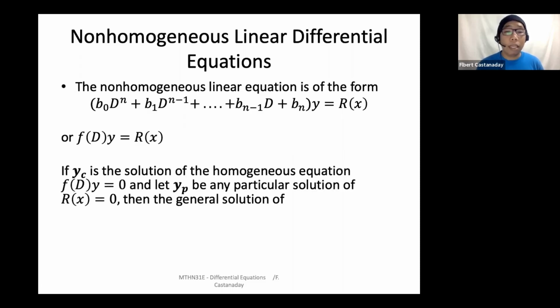And if y sub c is the solution of the homogeneous equation, taking note that the linear D operator equal to 0 is a homogeneous equation, and let y sub p be any particular solution of r of x, the function of x at the right-hand side of the equation, then the general solution of the non-homogeneous equation is y equals y sub c plus y sub p.